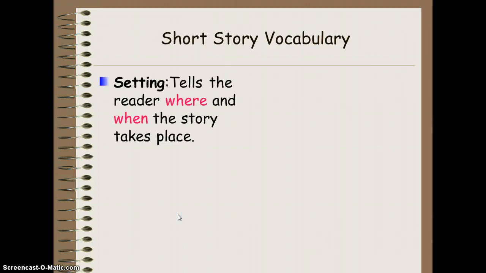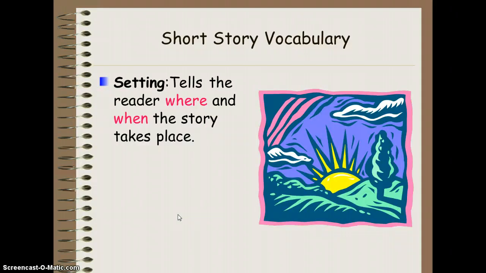The first element we're going to discuss is setting. Setting tells the reader where and when the story takes place. For example, the setting of The Lion King would be the African savanna, probably present day. Whereas the setting for Hunger Games is America, but a long time in the future. So setting really has a time and a place. If you were talking about the setting for Little House on the Prairie, that would have been in the 1800s in the United States.